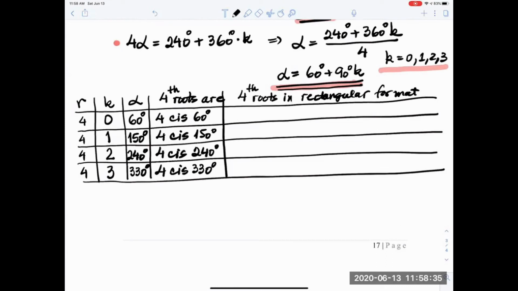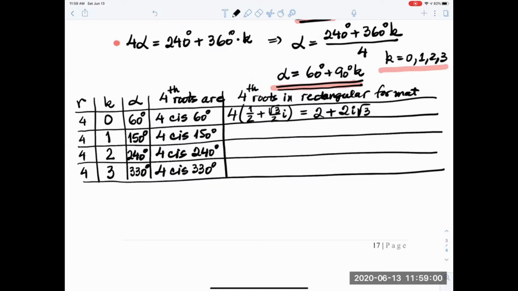So let's see here, 4 parentheses. Well, cosine of 60, that's 1/2, and then plus sine of 60, that would be √3/2 I. And now if you distribute that 4, it will simplify. 4 over 2 is 2, plus 2I root 3.